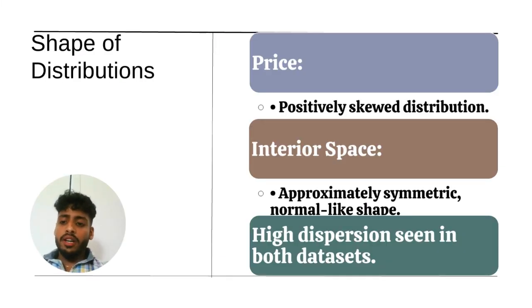Hey everyone, my name is Ankit Kumar and I will discuss the slides further, starting with the shape of distributions. The price distribution was positively skewed with the mean higher than the median. The interior space distribution was approximately symmetric, which means it had a bell shape.